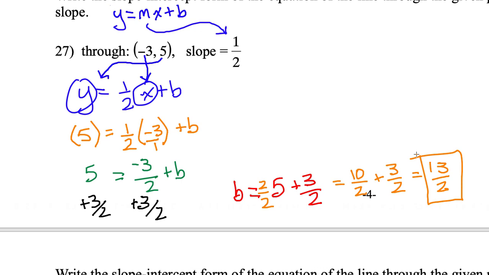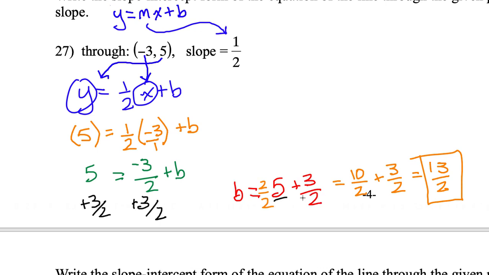What did you do? You did 2 over... I just multiplied this 5 by 2 over 2. Technically, it used to be 5 over 1. And in order to get like denominators, I need to multiply by the fraction 2 over 2. And so that's the answer, y equals 1/2 x plus 13 over 2.